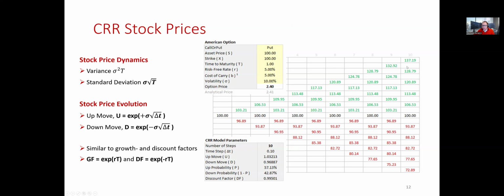And that's what you can sort of see happening here. I'll explain this in a little bit more detail. So we have an American option here, pricing a put. Asset price S is 100, strike of 100. Time to maturity is 1 year. Risk-free rate is 5%. Cost to carry is 5%.